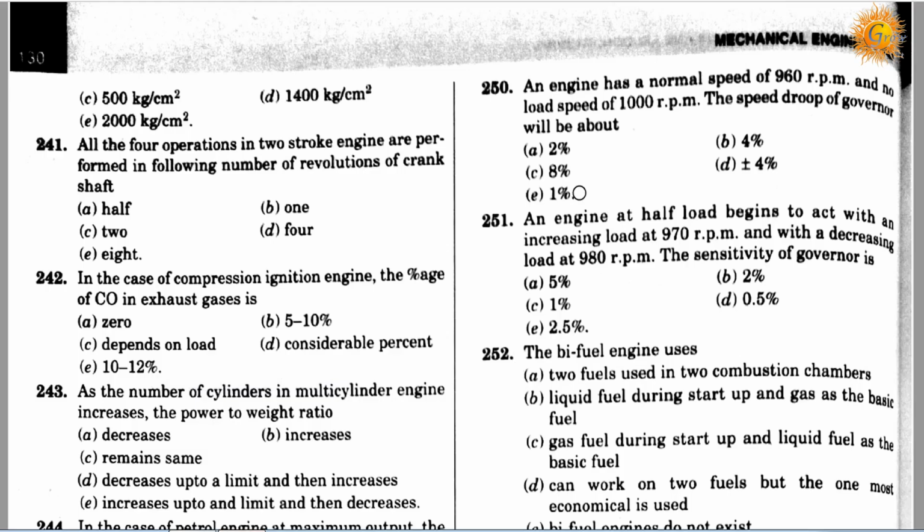Question number 250. An engine has a normal speed of 960 rpm and no load speed of 1000 rpm. The speed drop of governor will be about. Option A 2%, option B 4%, option C 8%, option D plus minus 4%, option E 1%. So the correct answer will be B. It will be 4%.